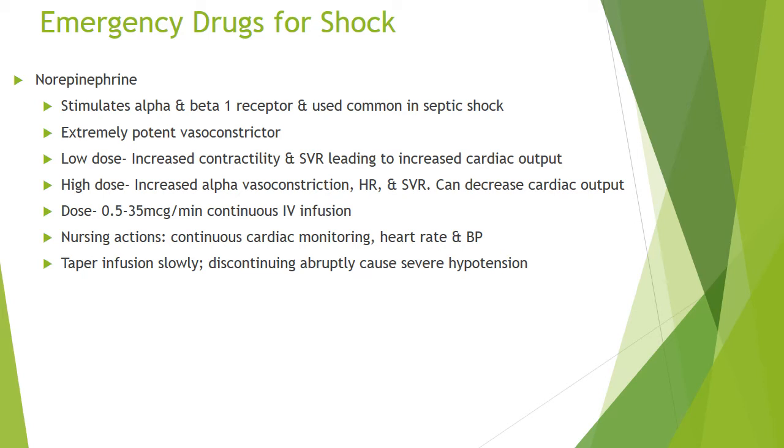Dose is 0.5 to 35 mics a minute, continuous IV infusion. We want to continuously monitor our cardiac rhythm as well as our heart rate and blood pressure. And we want to make sure when we start tapering this infusion that we taper it slowly, because if we discontinue it abruptly, it can cause our patient to have rebound severe hypotension.